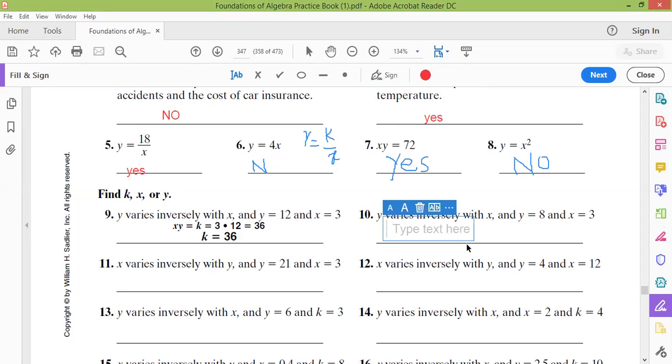Y varies inversely with X. And y is equal to 8 and x is equal to 3. We will find the k. As you know that, x times y is equal to k. What is the value of x? 3. So you can write it as 3 times 8 is equal to 24. Very good. The answer is 24. Just only this.